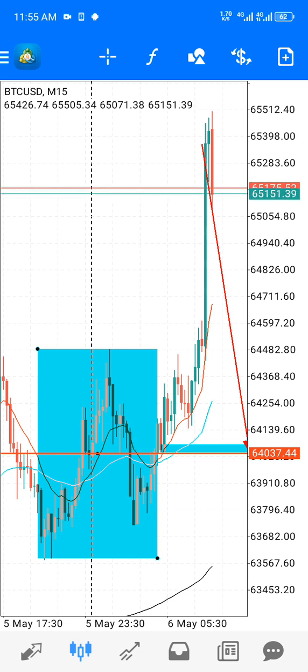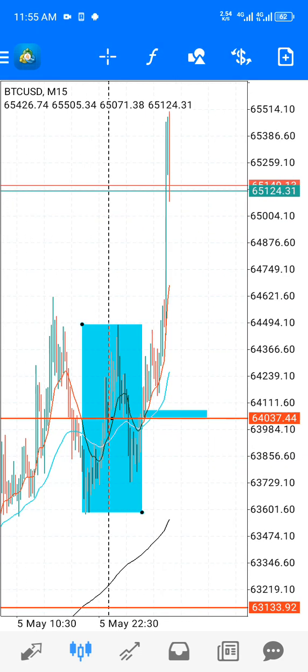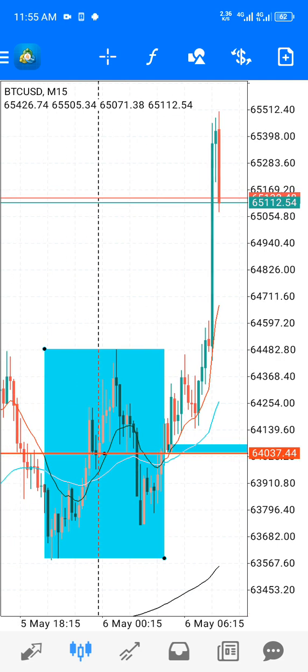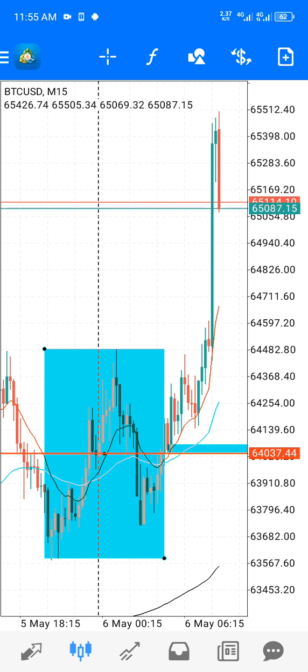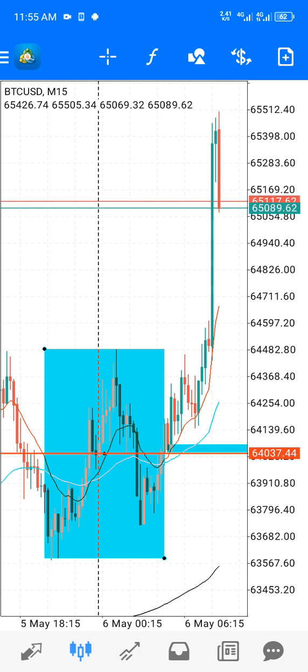But when you are drawing the Asian box, the first thing we are supposed to look at is the time range. I know very many people are dealing with different brokers. For me, I'm dealing with Xness, and if you want to get to my broker, the link is in the description.